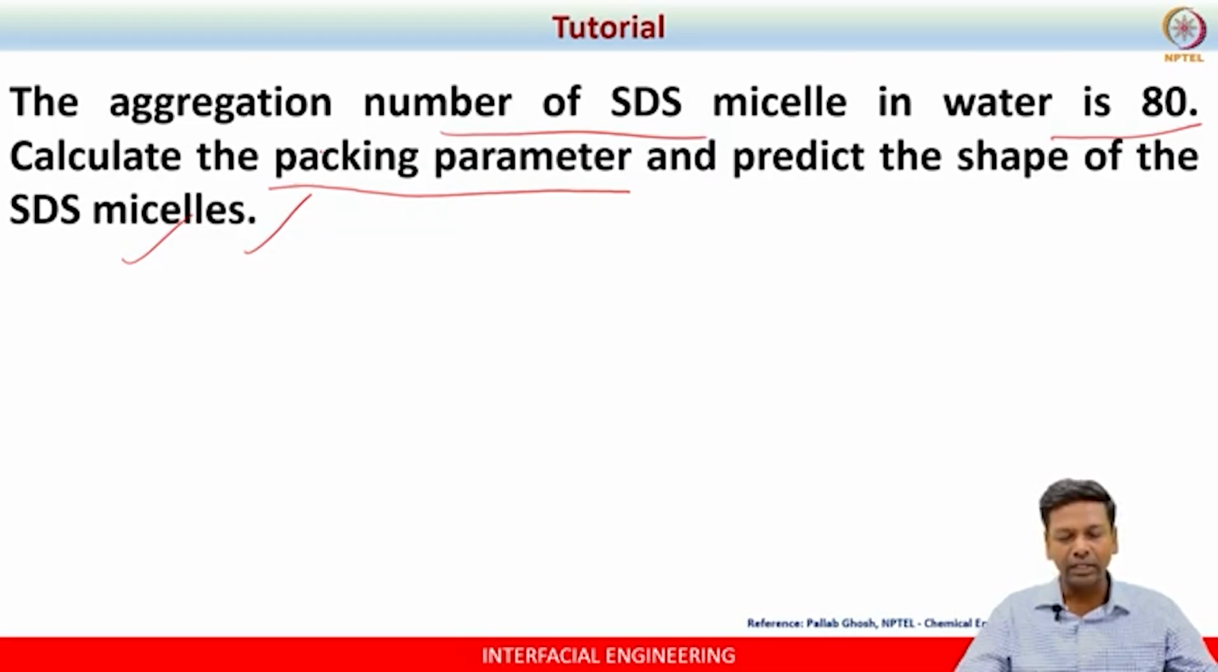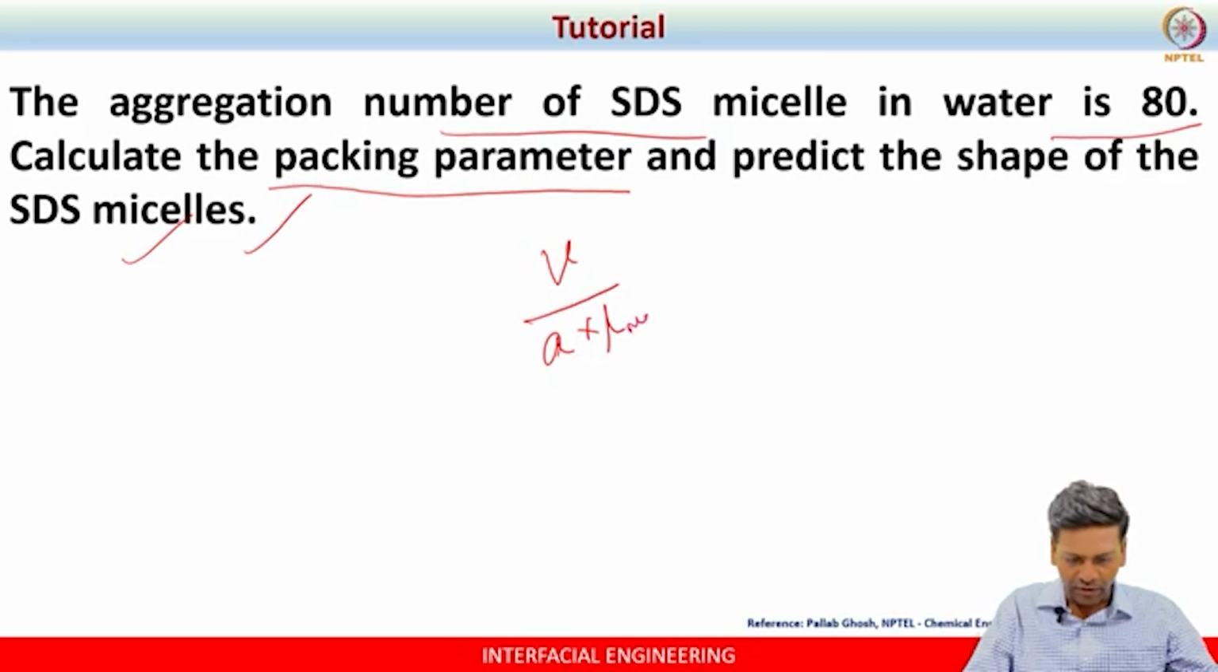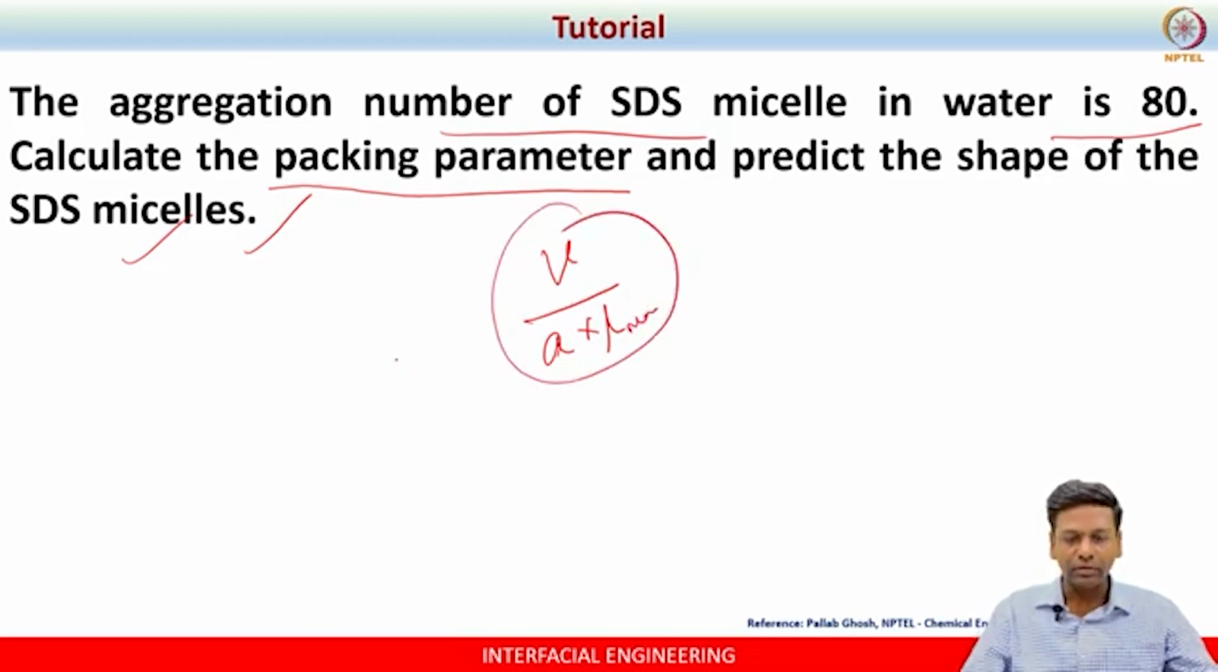So in this case, shape is not given. So what we have to do is calculate V by A into L max. This is something one has to calculate. Once we know this value, we can comment on the shape of the micelles. So that is the idea.